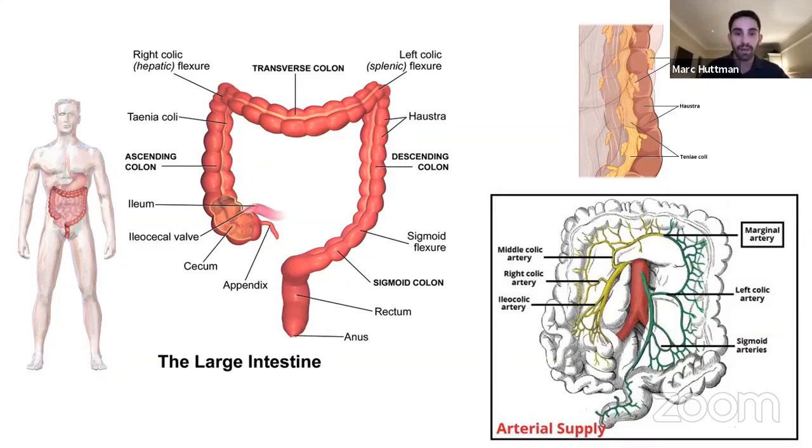In terms of arterial supply, remember the large intestine is made up of midgut and hindgut. So up until 2/3 of the way of the transverse colon will be midgut, and then beyond that will be hindgut. And the arterial supply mirrors that. So you've got the SMA, the superior mesenteric artery, which supplies all of the ascending colon and 2/3 of the transverse colon, the middle colic artery, and anastomoses with the left colic artery at that area, and the descending colon and rectum are comprised by the inferior mesenteric artery.